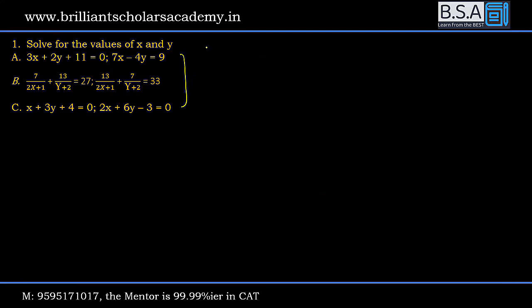3 questions. Take 3 to 4 minutes. Go ahead, solve. A is a separate question. A has 2 equations, find x and y. B is a separate question, find x and y. C is a separate question, find x and y. Try.